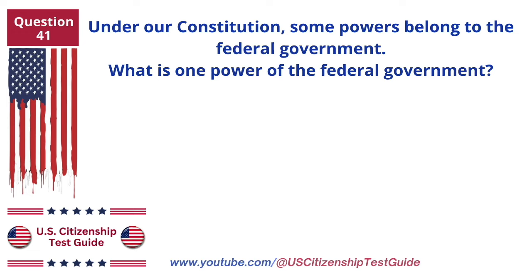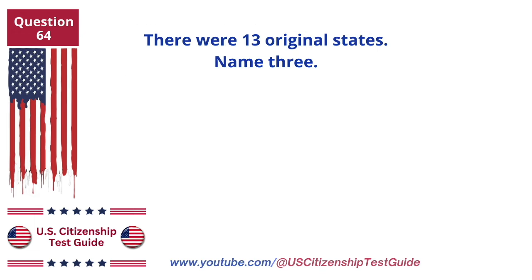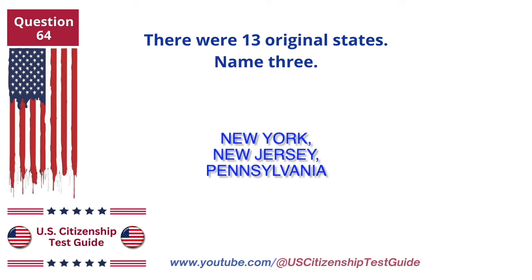Under our Constitution, some powers belong to the federal government. What is one power of the federal government? To print money. There were 13 original states. Name 3. New York, New Jersey, and Pennsylvania.